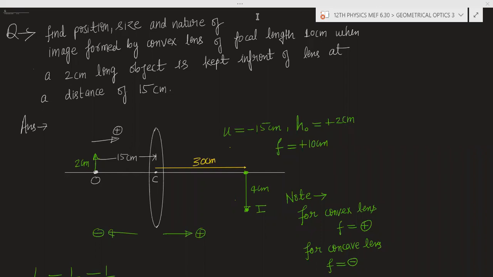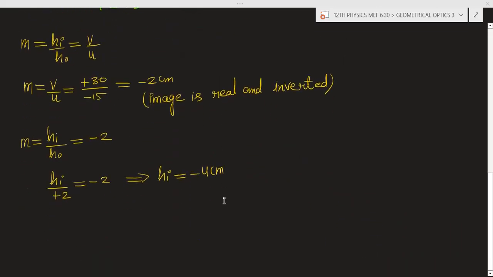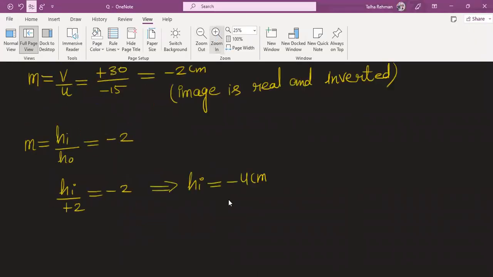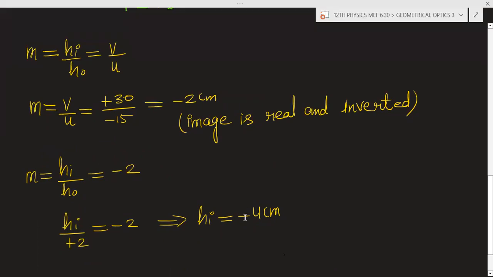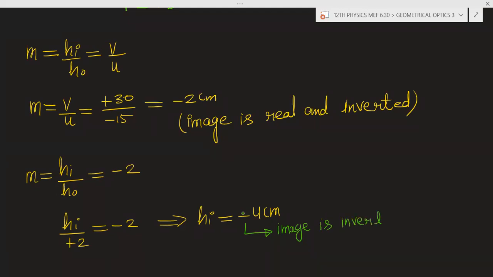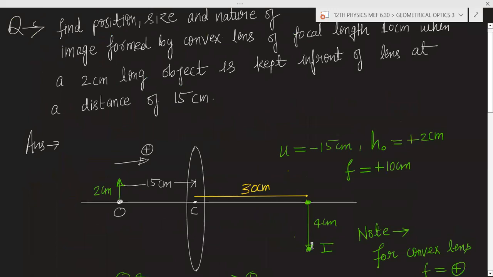So now you can identify whether the image is inverted or not. From this, height of image comes out to be minus 4 centimeter. So minus 4, this negative sign is indicating here the image is inverted. Why am I saying the image is inverted? Because this negative sign means this height is measured below the principal axis. Below the principal axis means like this.